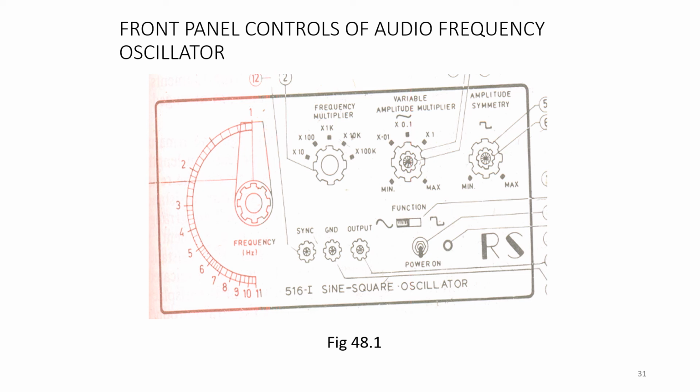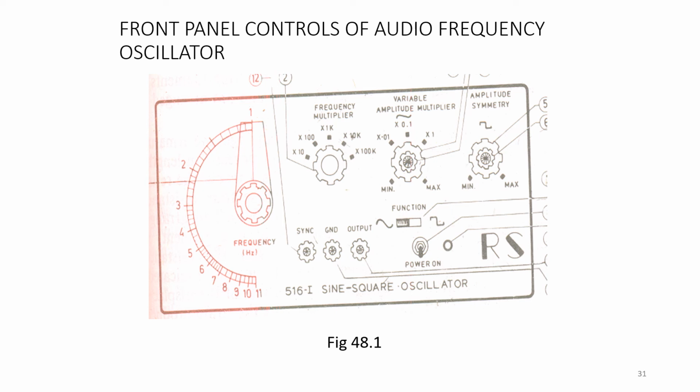Here we have a knob to change the frequency, a frequency multiplier. Next, a variable amplitude multiplier. Next, we have the amplitude symmetry. You have the function switch to select a sine wave or a square wave. We have ground, sink and output connectors and the power on off switch.